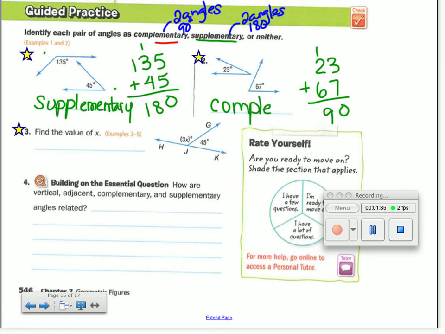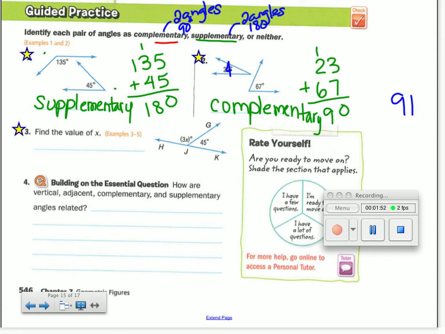Now, what if by chance this would have been, say, 24? And I added it up, I got 91. What would my answer have been? Neither. Nicely done, neither.